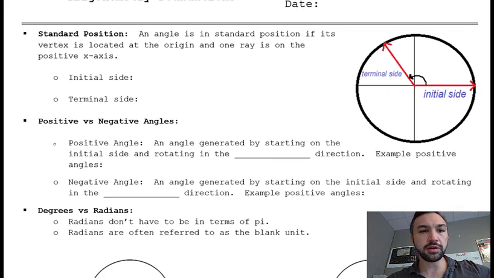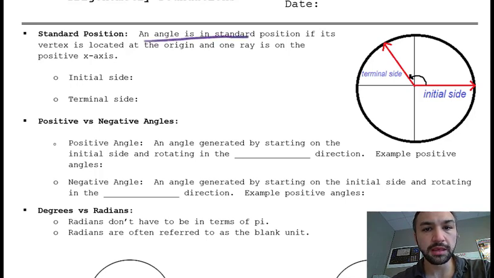So to start off, when we talk about angles, you need to know that we always put angles in standard position unless we're told otherwise. Since we work so much with standard position, you need to know what standard position is. So an angle is in standard position if its vertex is at the origin.